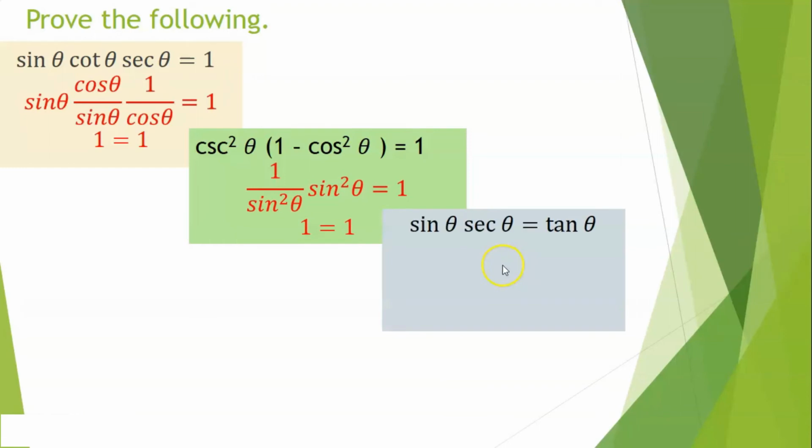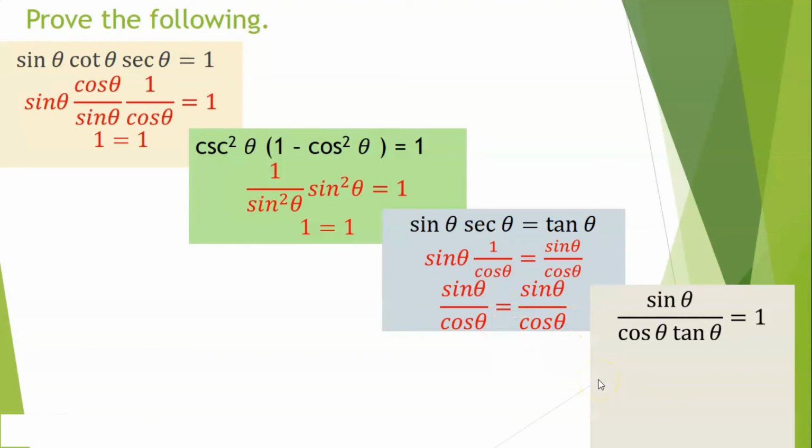Another example. Sine theta secant theta is equal to tangent theta. So sine theta, this is as is. For secant, the reciprocal identity is 1 over cosine. For tangent, this is sine over cosine. So simplifying, it's exactly the same.